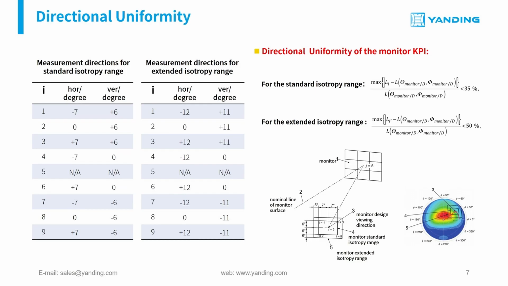Standard isotropy range: 6° vertical, 7° horizontal from the design viewing angle. The luminance deviation between any measurement direction and the design viewing angle shall be less than 35%. Extended isotropy range: an additional 5° in both vertical and horizontal directions. Beyond the standard range, that is, 11° vertical, 12° horizontal, the luminance deviation between any measurement direction and the design viewing angle shall be less than 50%.